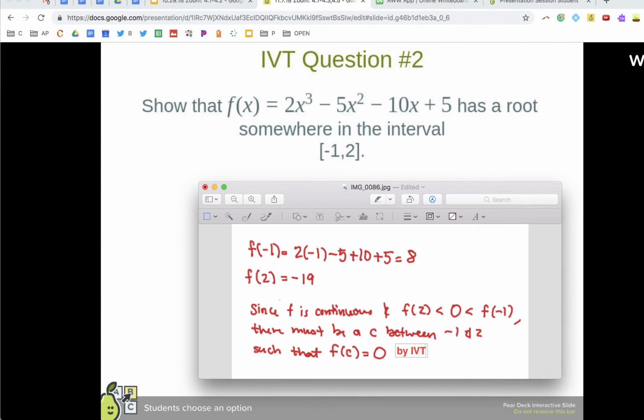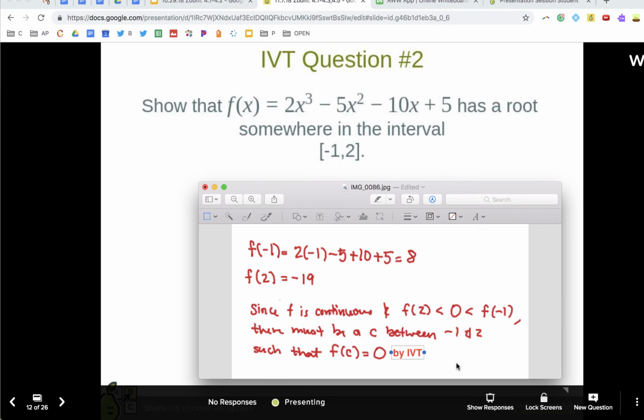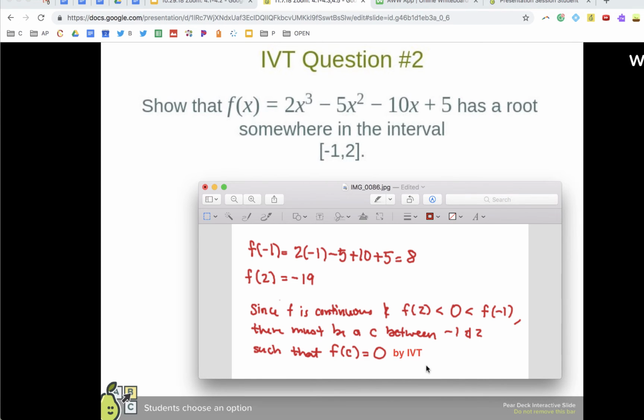By the intermediate value theorem. Don't forget that. Don't be silly like me. Don't forget to say because it's continuous. And why? By the intermediate value theorem, we know that that's true.